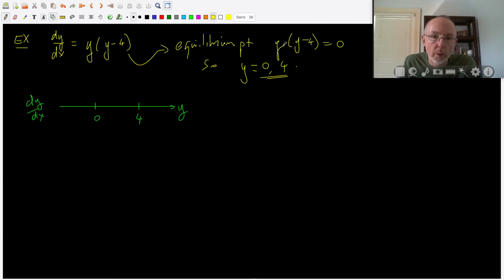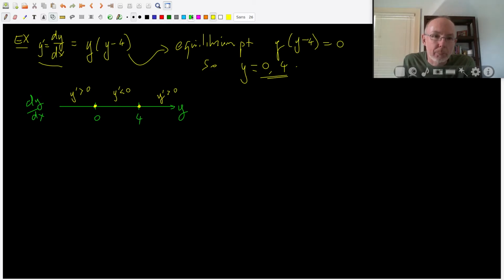Let's think about what's happening between those points. Between 0 and 4, let's say at 2, I can plug in here and I find y prime is negative. Y prime is just dy/dx, so the rate of change is negative in that region when y is 2. At 0 and 4 this is an equilibrium point. When y is bigger than 4, like 6, then y prime is going to be positive. And when it's less than 0, it'll be a negative times a negative, which makes a positive.